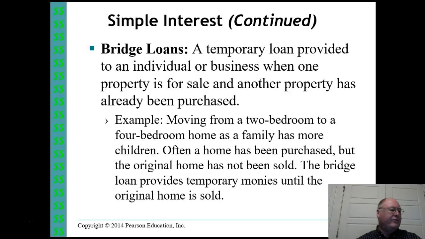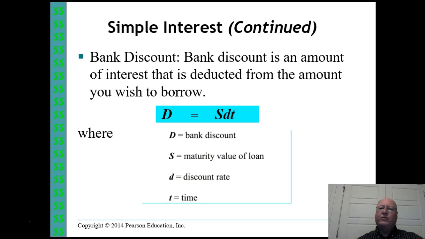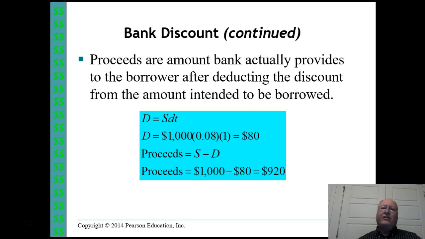Let me make reference to bank discounts, because when we're talking about just simple interest rate, the bank discount rate is an amount of interest that is deducted from the amount that you wish to borrow. And you see the component pieces here that go in. The bank has a discount rate that they apply that is then taken against whatever the maturity value of the loan and the discount rate and the time itself. And so this actually talks about the amount of the proceeds, what they're actually going to provide from the bank to the borrower after deducting that discount rate.